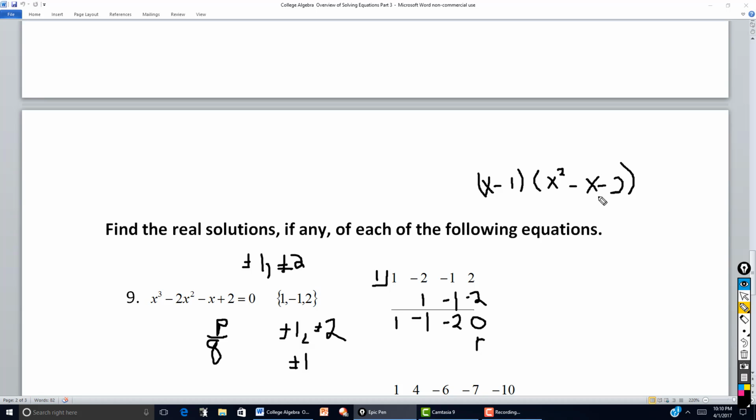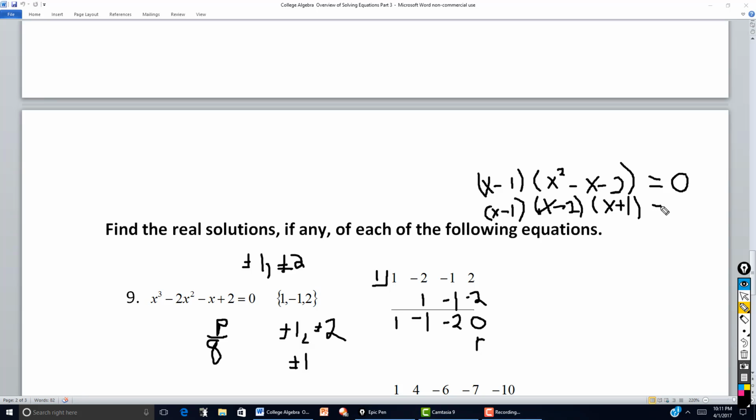And keep in mind, now I want to know, does this quadratic right here have any zeros? Which of course would be solutions to the equation, because this is equal to 0. Because it's a quadratic, this one I can factor, and I get x minus 2 and x plus 1. So the polynomial on that left side of the equation factors into x minus 1, x minus 2, x plus 1.